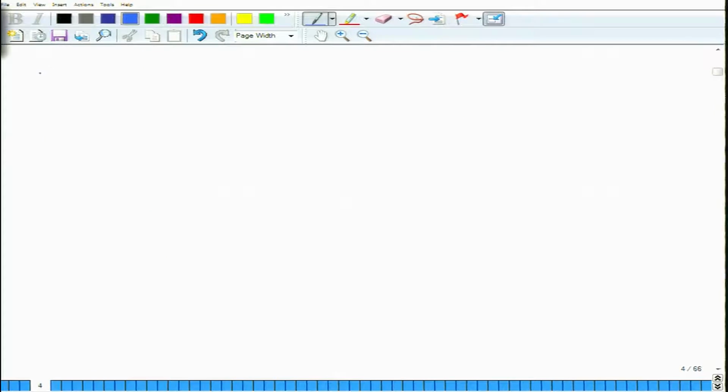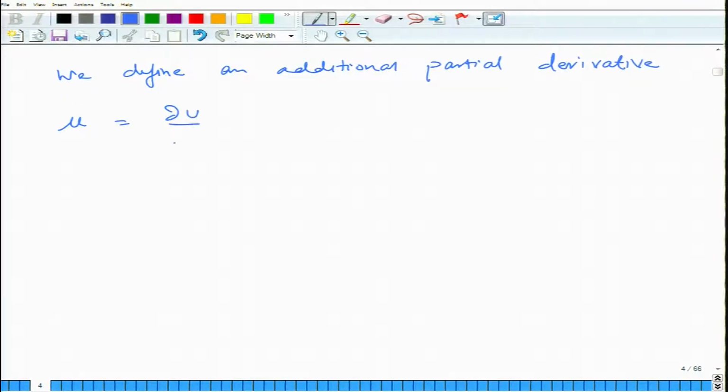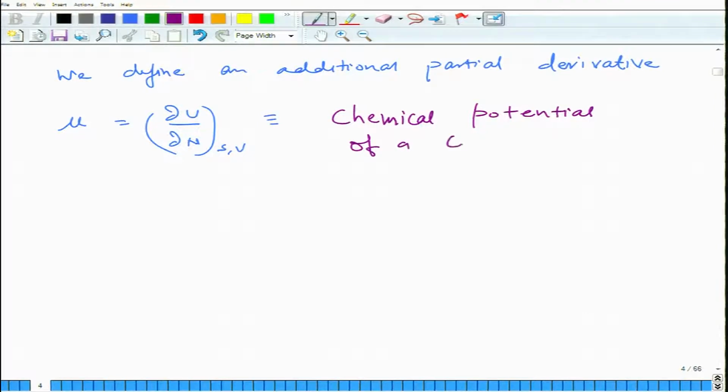So, for this purpose we define an additional partial derivative, and so this is again for one component. For one component we defined del u by del n, where n is number of moles at constant S, V, and this is nothing but the chemical potential of a component. Okay. Now, this is an intensive variable.